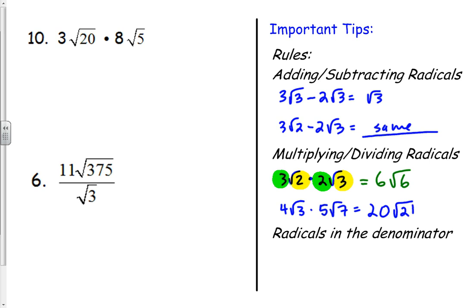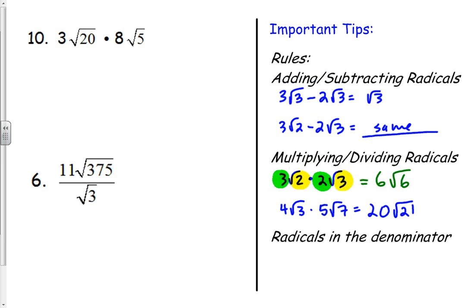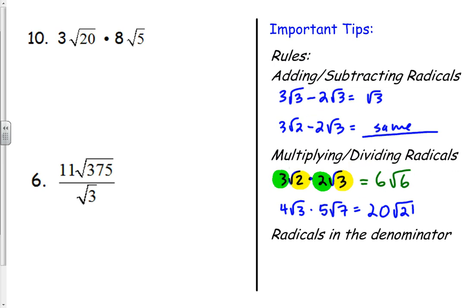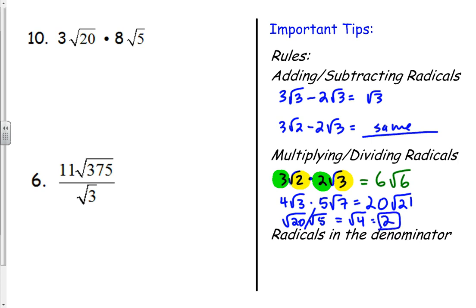It works the same or similar for dividing. If I had to divide radicals, for instance, root 20 divided by root 5, well, you can divide radicals. I can divide those and call that root 4, or simply the square root of 4 is 2. So you see that you can divide radicals in the same way that you can multiply them.